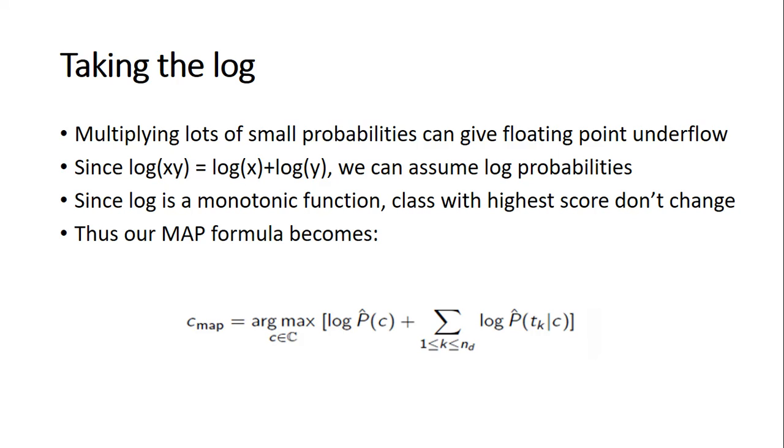Now, because we're multiplying very small probabilities, this can give us floating point underflow. This can be solved by taking the log of all the values. Since log of x multiplied by y is equal to log of x plus log of y, we can use log probabilities. And since log is a monotonic function, the class with the highest score doesn't change. Thus our math formula becomes as follows.